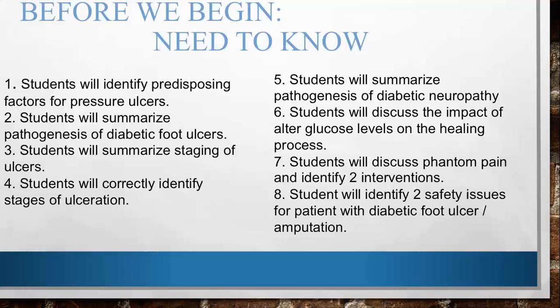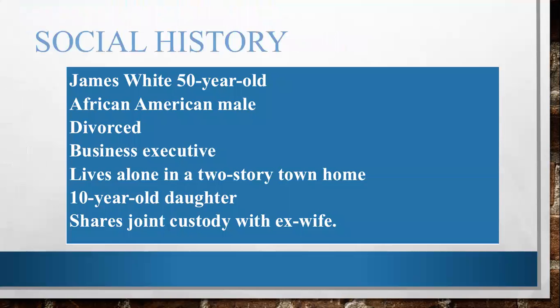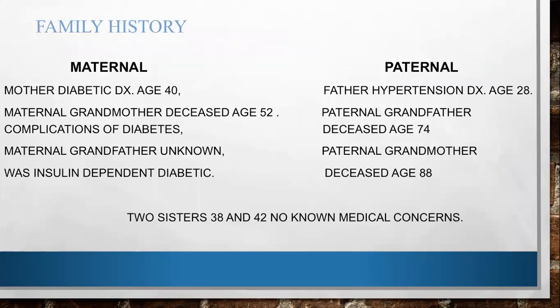Some of the background you need to know about this patient is basically social history. James is a 50-year-old African-American male. He's divorced. He is a business executive. He lives alone in a 2-story townhome. He has a 10-year-old daughter who he shares joint custody with his ex-wife, and they presently live in different cities.